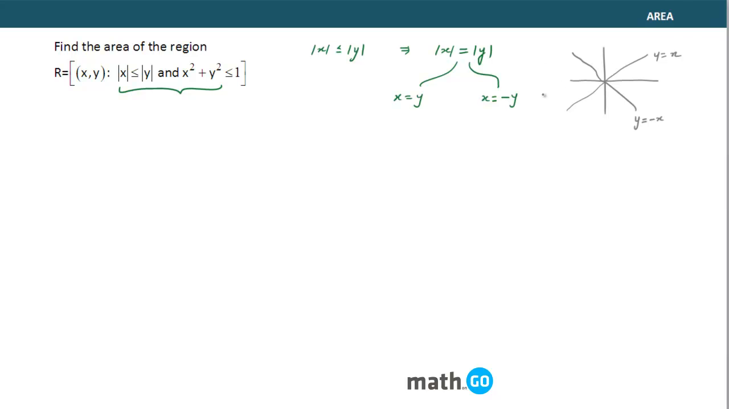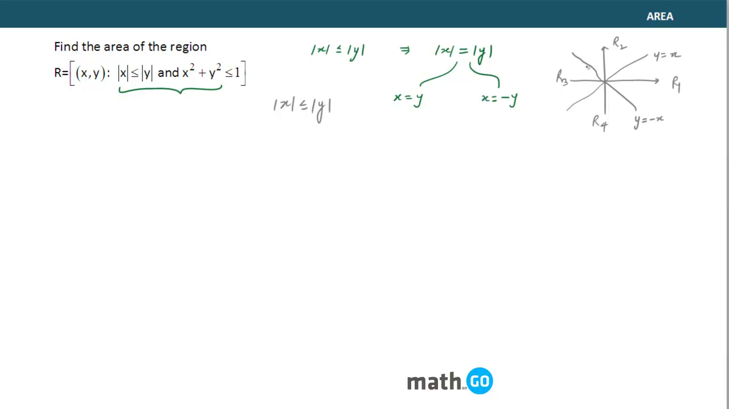Now we will get into the inequality part. So you were asked to find mod x less than mod y. Can you tell me into how many portions the graph is being divided? So let's say this is the first region. Can you see this is the first region? So I'll say region 1. This is region 2. This is region 3, and this is region 4.